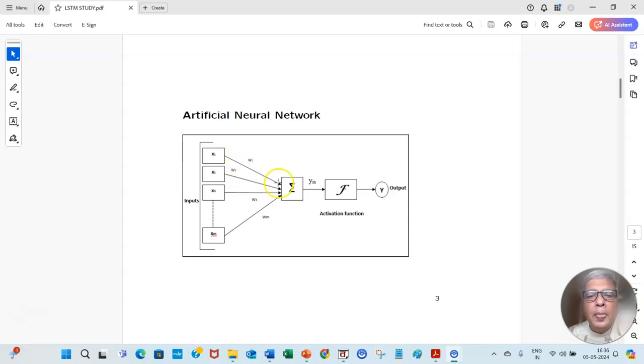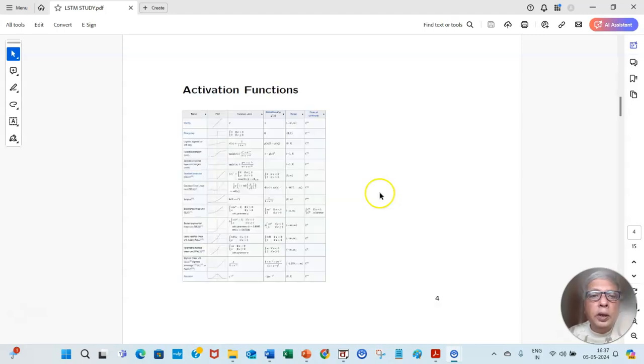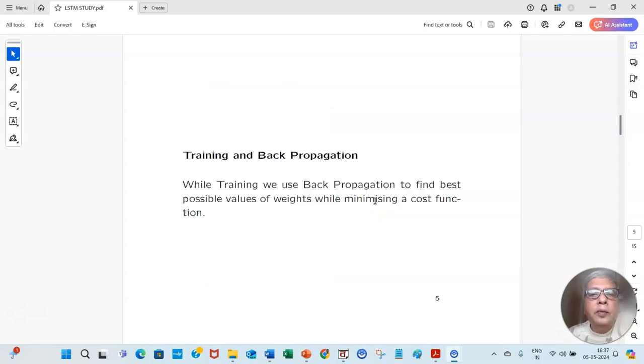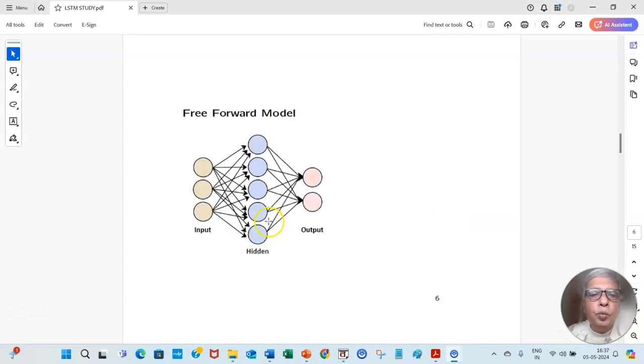So in the node, we do summation xi wi, and then on activation function we use, say, the sigmoid model, 1 by 1 plus e to the power minus summation wixi, and that's our output. There are several activation functions, but while training we use the gradient descent method to minimize the cost function and use the back propagation to estimate the best possible values of the weights while minimizing a cost function. So that's how a neural network works.